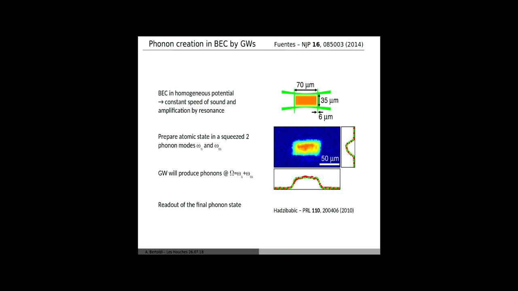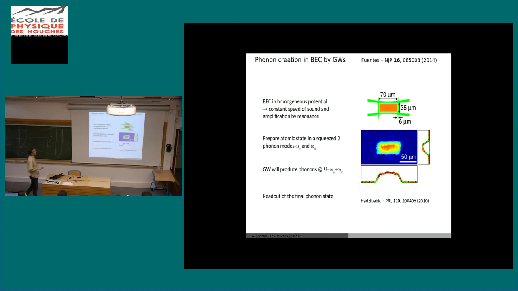So the proposal in this paper by Isabel Fuentes was to use a BEC in an atom box. Going back to what we were saying yesterday, this is a BEC in an atom box, and its shape and profile look like the potential, so an inverted box. She wanted to use an atom box with a homogeneous potential in order to have a constant speed of sound, in order to get some amplification by resonance.